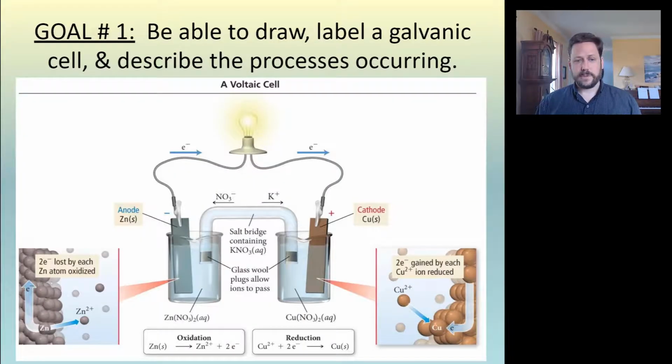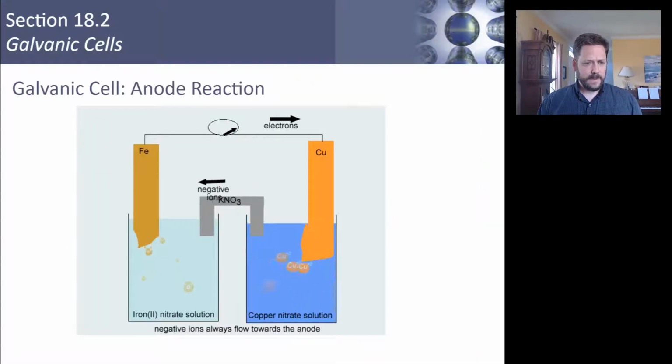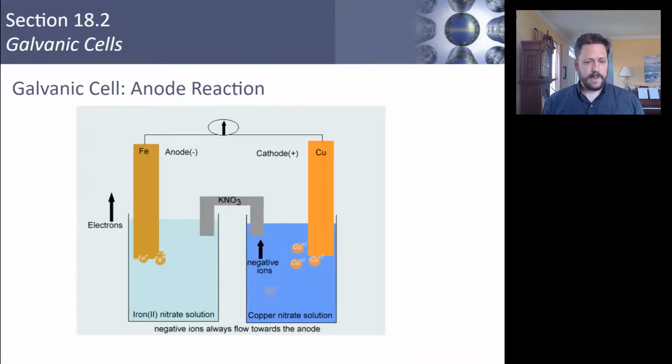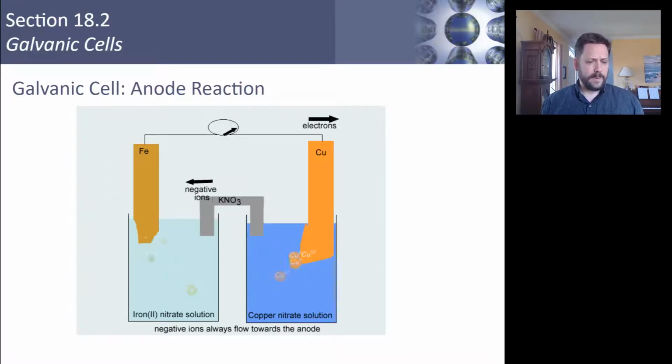Our goal is just to be able to label and describe the processes that are occurring in a galvanic cell. And like I said before, there's a lot going on, a lot to unpack, so let's take it a little bit at a time. First of all, we're going to focus on the left-hand side here. And this animation is going to cycle a few times, and you can see the reaction doesn't start until the salt bridge is lowered into place. And that's an important consideration. We'll come back to that point in a moment.